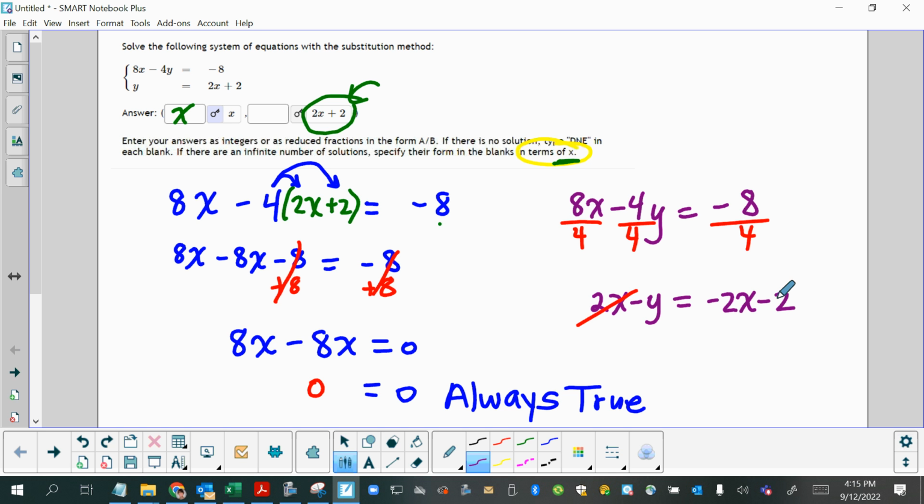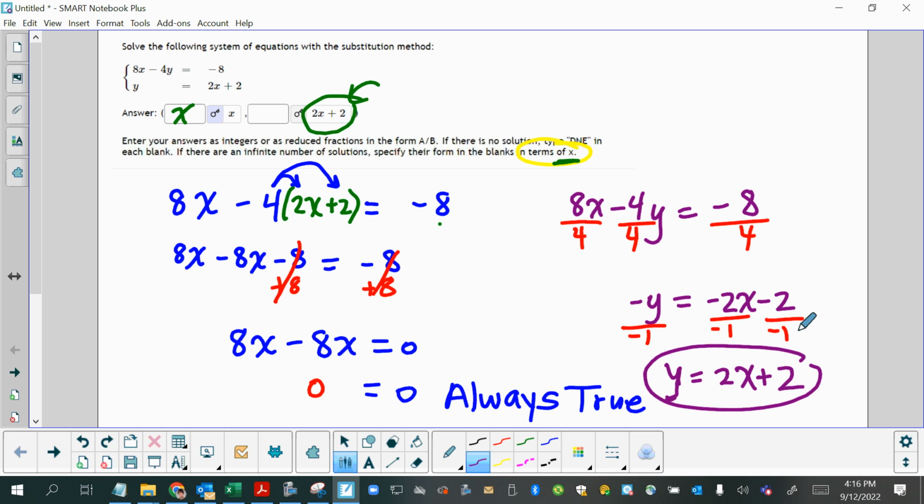Okay, and then you have this negative y left here. Well, we want a positive y there, so let's divide everything by negative 1. All this is going to do essentially is change all the signs of every single term. So the negative y becomes a positive y, the negative 2x becomes a positive 2x, and the negative 2 becomes a positive 2. Now, if you notice, this, which came from equation 1, right? This is equation 1 right here.